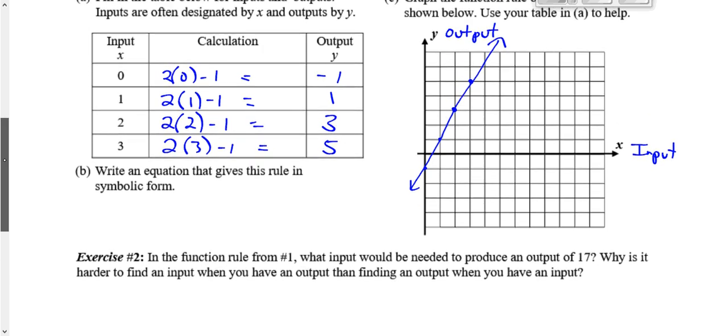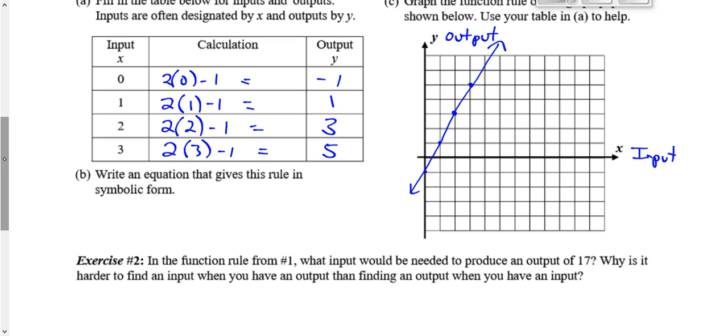So what would the equation be? The output would be Y, right? So let's call it Y equals, and we're doing stuff to X. What are we doing to X? So what do I write? 2x minus 1. So that's our rule. That's it. That's our function rule.